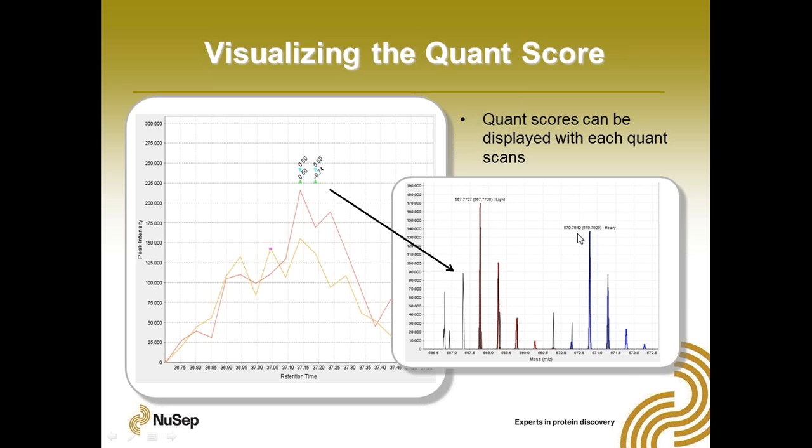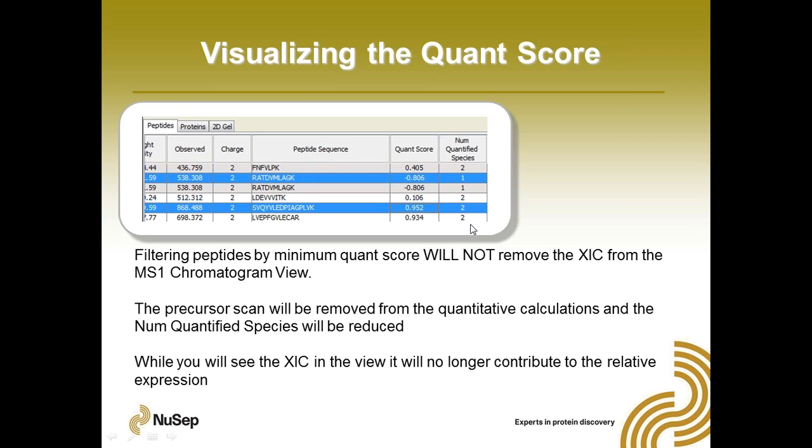Each of them is going to get a score because they each get a fit. If one of those does not get a good fit or has a contaminant and has been removed, it will be removed from the quantitation, and my number of quant species will get updated. So here I get immediate feedback that this peptide only has one of my species that are passing that criteria.